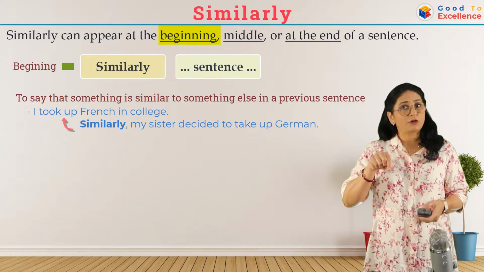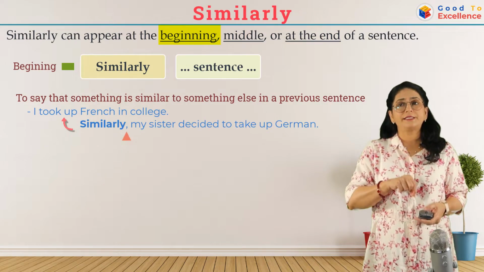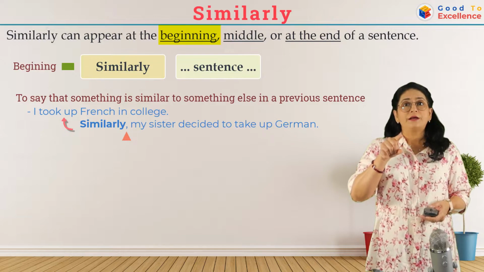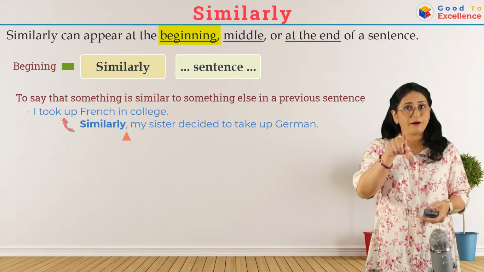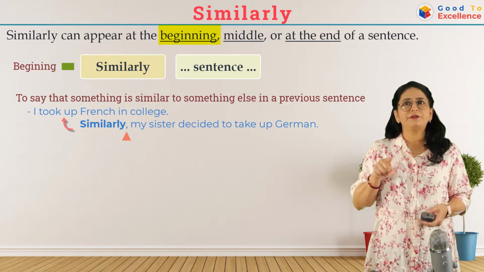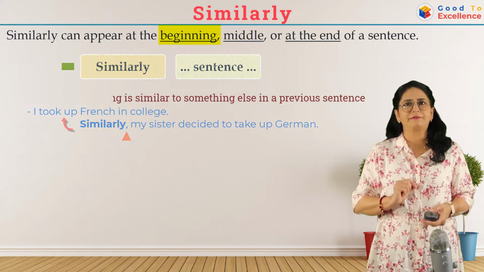Similarly is written with a comma after it at the start of the sentence. Can you check this sentence again? Similarly, after similarly there is a comma and then I said my sister decided to take up German in her second semester.